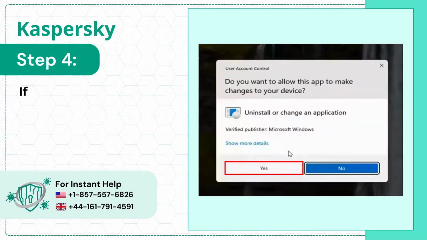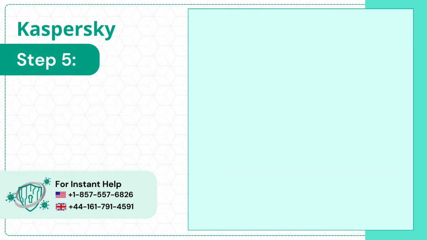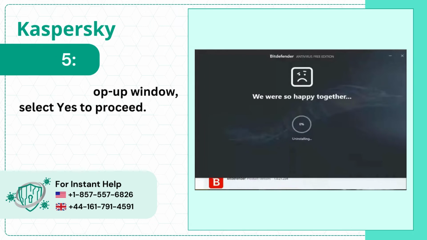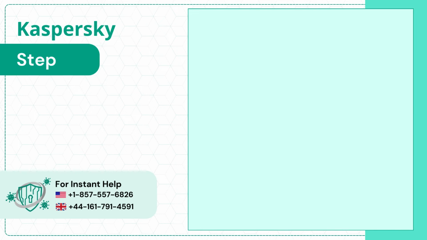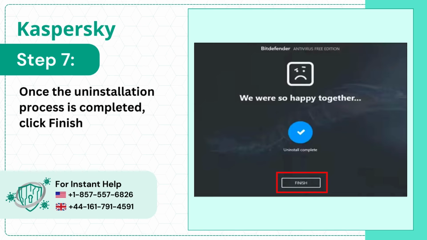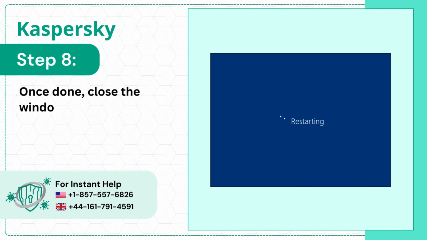Step 4. If prompted, select Yes to allow the app to make changes to the computer. Step 5. If you get a pop-up window, select Yes to proceed. Step 6. The uninstallation process will take a while. Step 7. Once the uninstallation process is completed, click Finish. Step 8. Once done, close the window and restart the system.